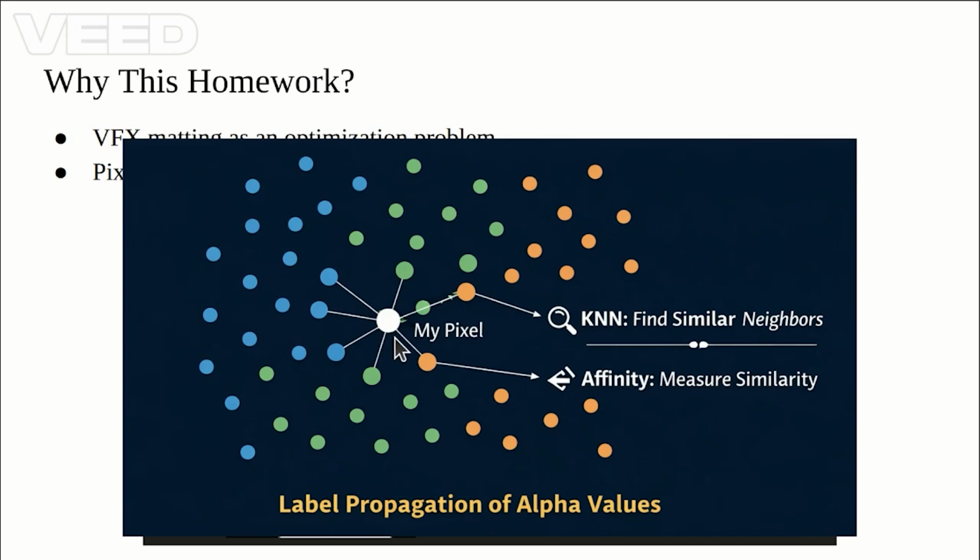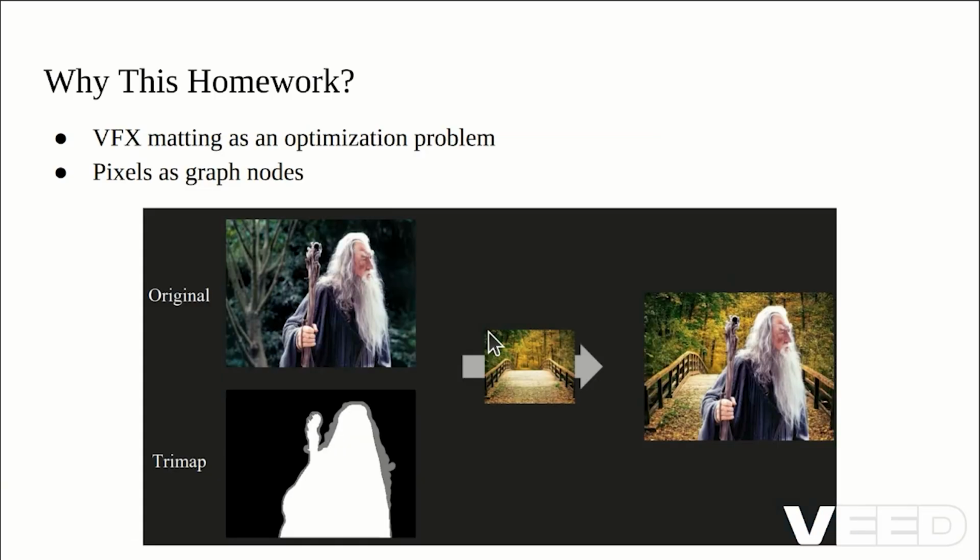And the white one is the node whose opacity we want to calculate, and it can be calculated from its neighbors. And after we get the opacity of all nodes, we can easily separate the foreground and the background. So for example, in this slide, we can see the original image and a trimap. And after matting, the foreground can be composed onto a different background.